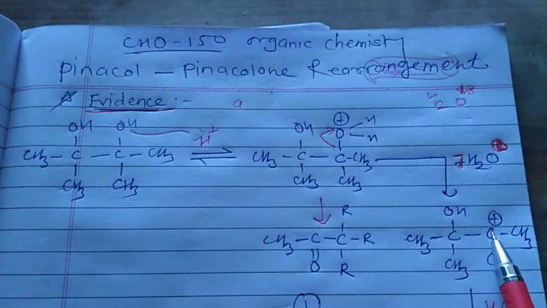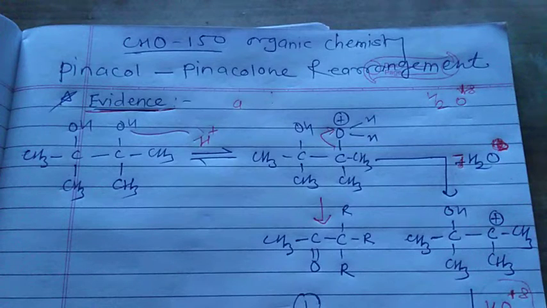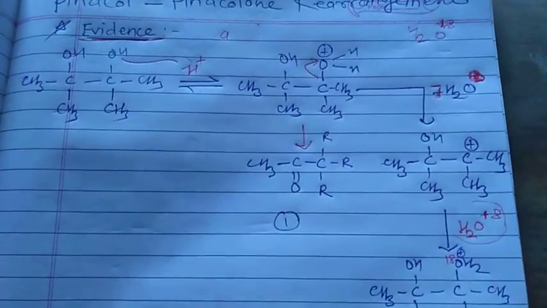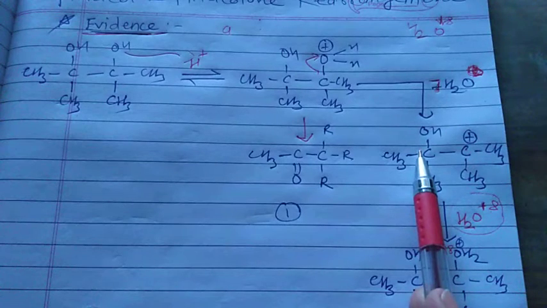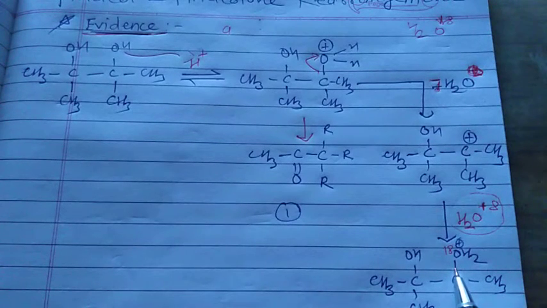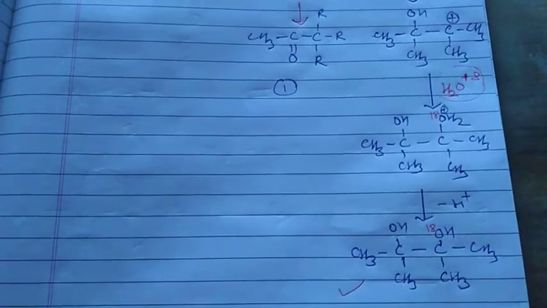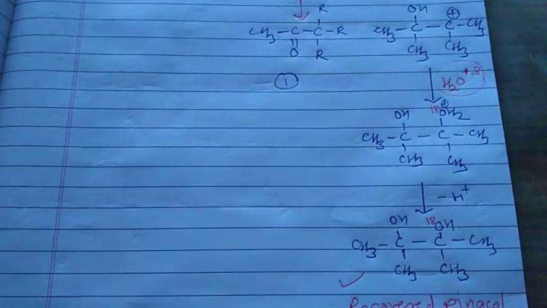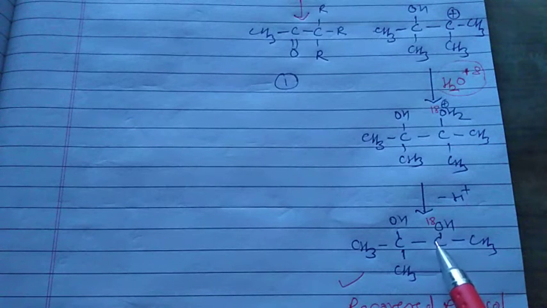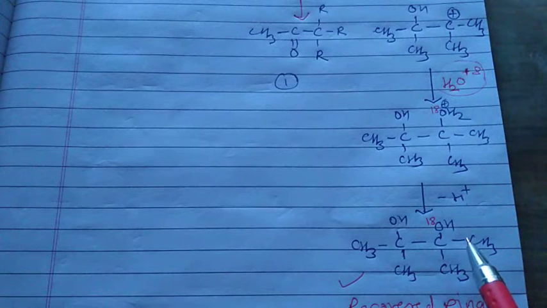Then whenever the isotopic water, the acidic solution containing H2O18, is added to this carbocation intermediate, it is found that the recovered pinacol is formed, and by removing this H plus, there is a formation of the recovered pinacol, isotopically labeled oxygen, which establishes that the carbocation formation is a reversible process.